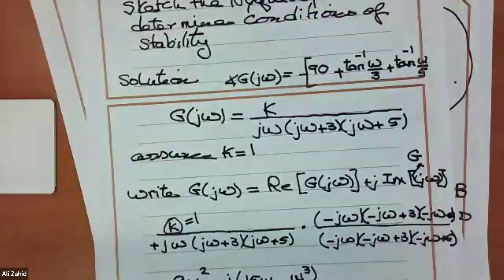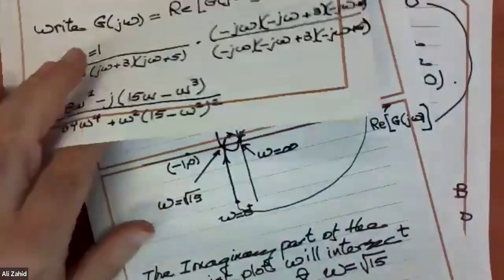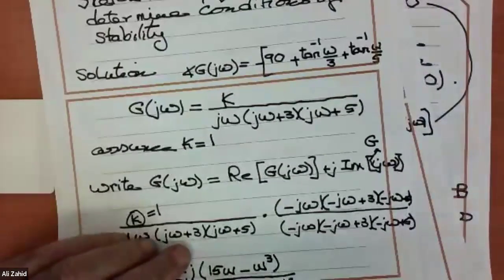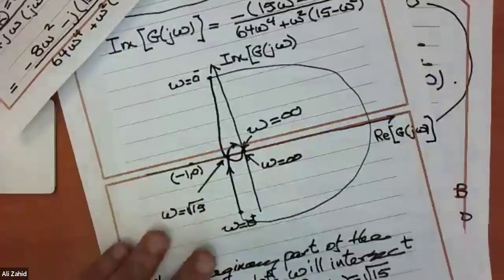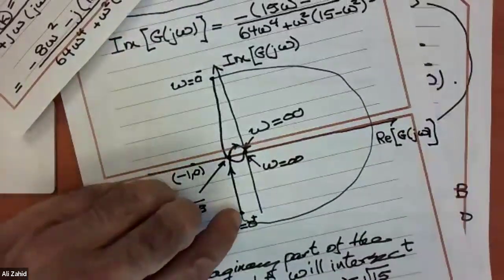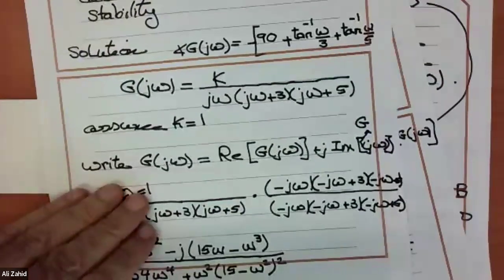Now plug in numbers. Plug in omega equal to 0. What do you get? What is the phase? Minus 90. Where? Show it to me in the graph. All the way down at the bottom. Minus 90. Did you get it? Yeah.